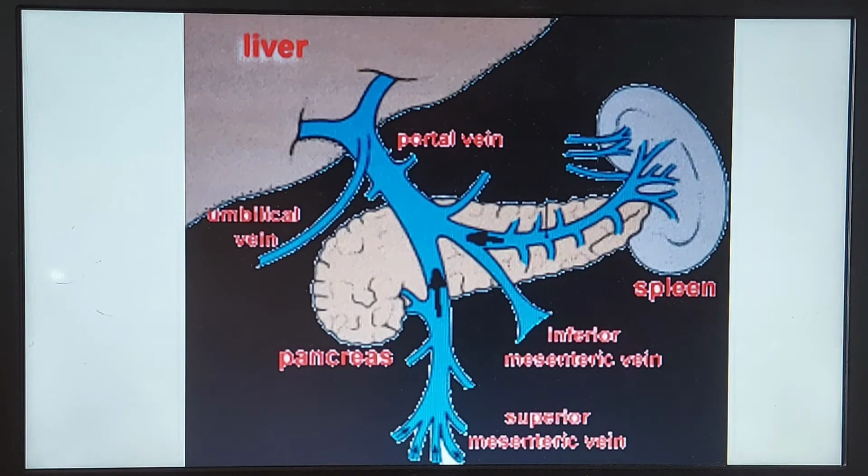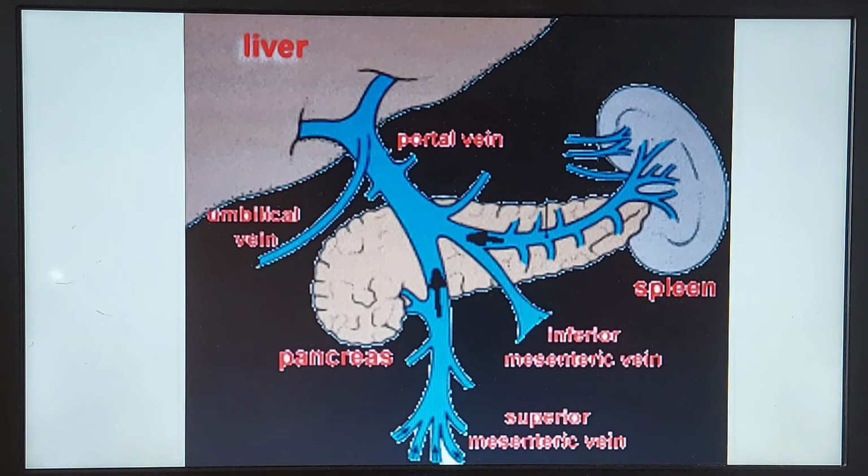The vascular system where there are two capillary beds within its structure is known as the portal system. Here it is the portal vein. The portal vein has a capillary system from where it originates and another capillary system where it terminates. And this is the venous portal system.